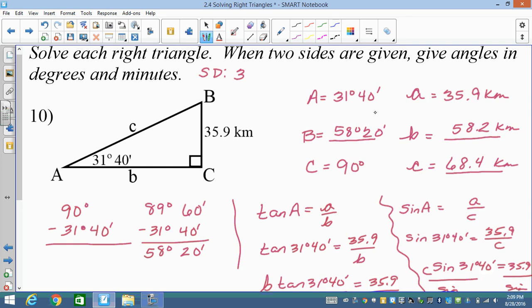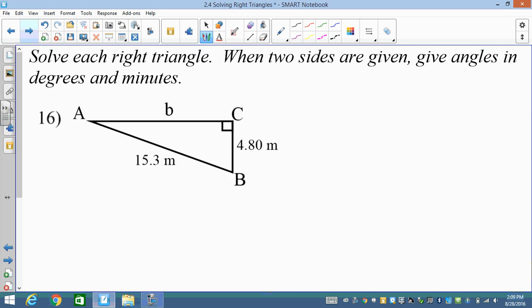Something else to look for is that the smallest angle should have the opposite smallest side. Largest angle, so the hypotenuse should always be larger than the other two. Okay, so on this one here, we found this answer, and this answer. Okay, so next one.